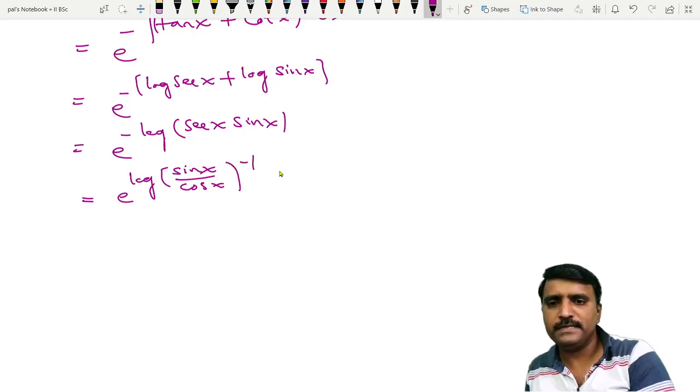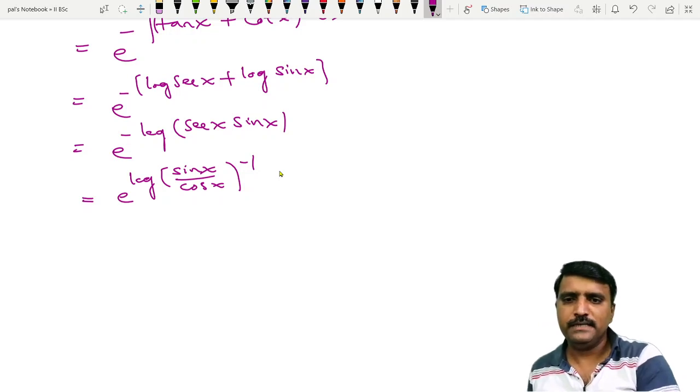This to the power minus 1. I am bringing this minus 1 to here. Because m log a is equal to log a to the power of m, which is equal to e to the power of log, and e and log cancel. Sin x by cos x can be written as tan x. Tan x inverse. This is because e to the power of log a is equal to a.